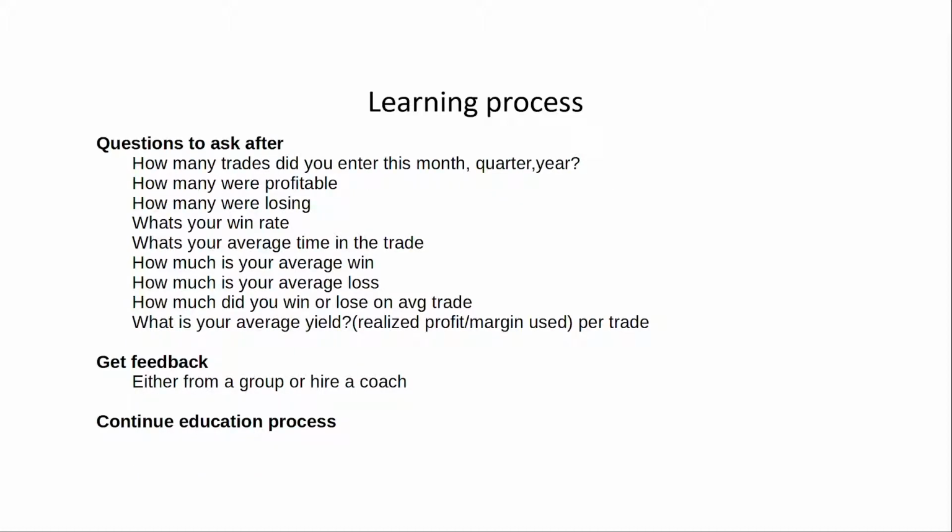Then you should ask yourself, how many trades did you enter this month or quarter? How many were profitable? How many were losing? This way you get your win rate, your average time in the trade, your average loss, your average win. With all of this, you would be able to work out your yield per month or per year, and you would know what to expect.